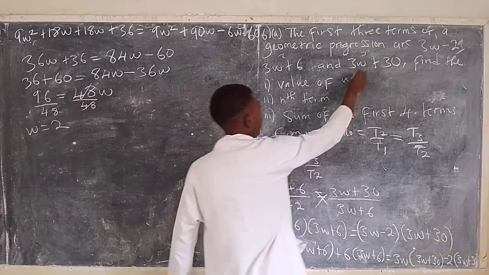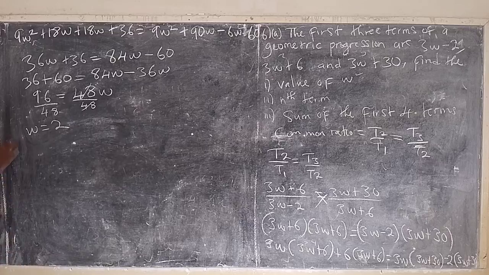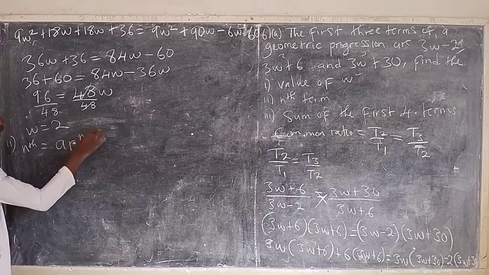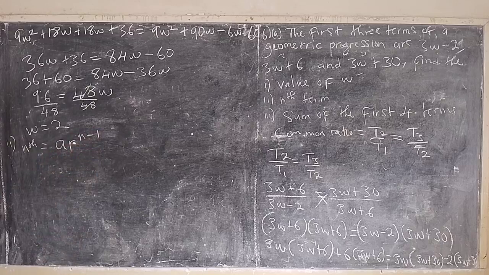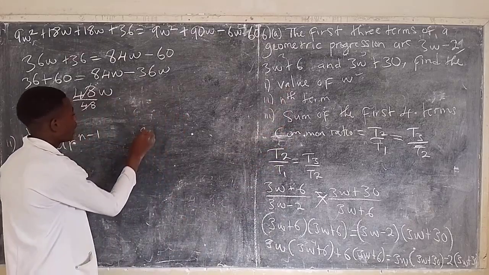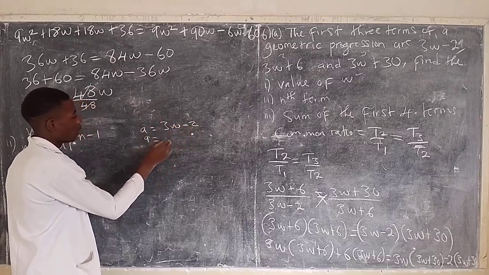Now for the second one, we are asked to find the nth term. The nth term of the geometric progression is given as a r^(n-1). Now if this is the case, our a, we don't have it, but we can find it. The first term is given as 3w minus 2. So our a is equal to 3w minus 2.